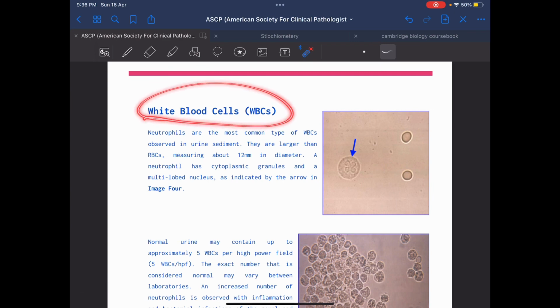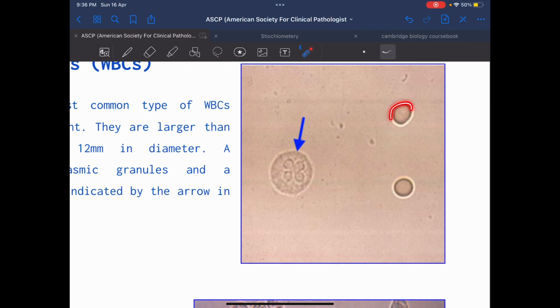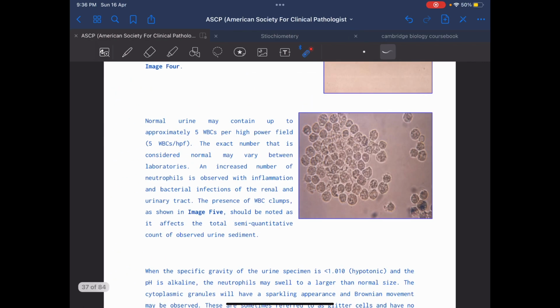The white blood cells, neutrophils, are the most common type of white blood cells observed in urine sediment. The size of white blood cells is much bigger than the RBCs. As you see here, this is the RBC size, and this is the white blood cell. And as you see, the multi-lobed nucleus, and the cytoplasm is granular. Normal urine may contain up to 5 white blood cells per high power field. The exact number may vary between laboratories.